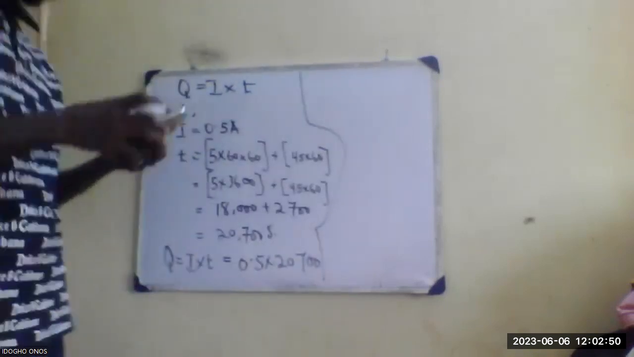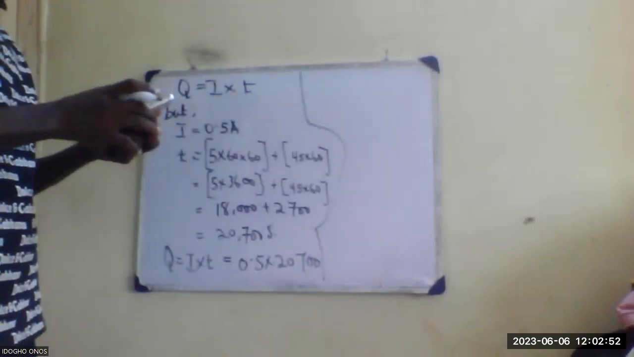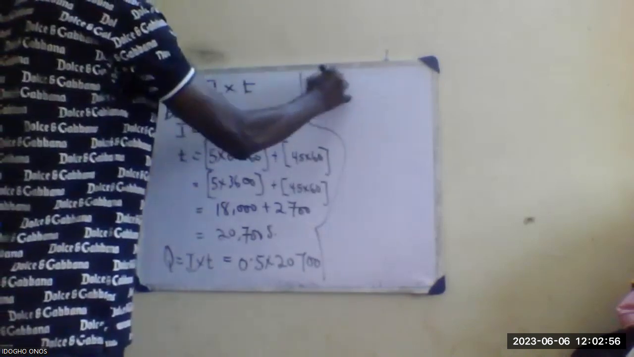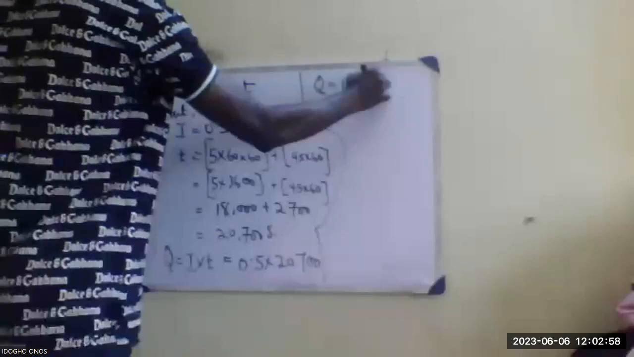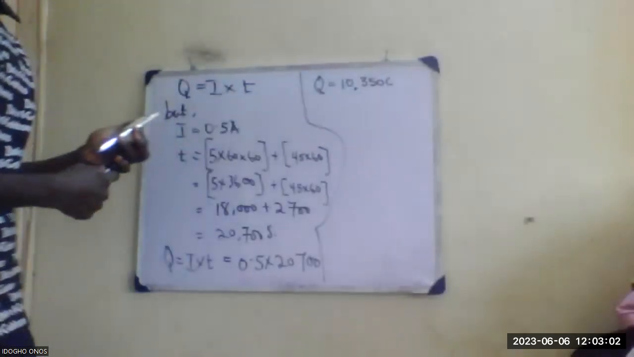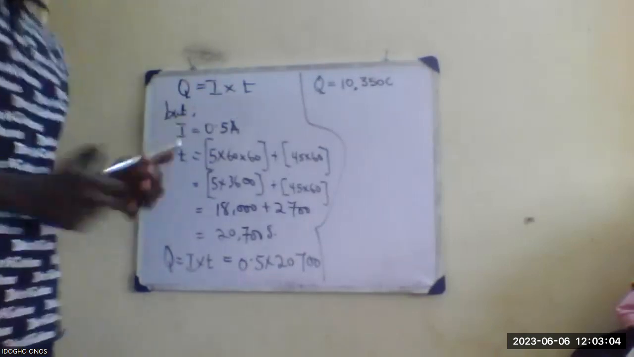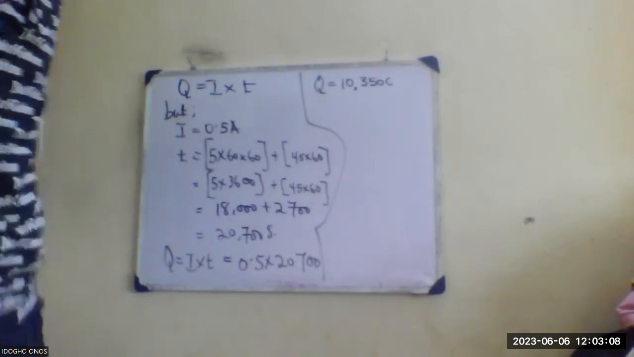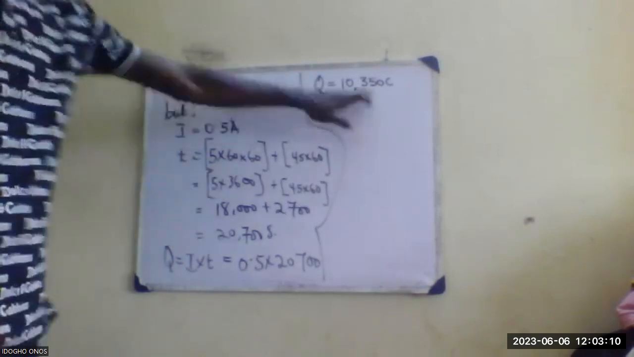You multiply that by 0.5 to give 10,350. So my quantity of electricity now equals 10,350 coulombs. But if you check, the options are in Faraday, not in coulombs. I wish my options were in coulombs, I would have stopped here.